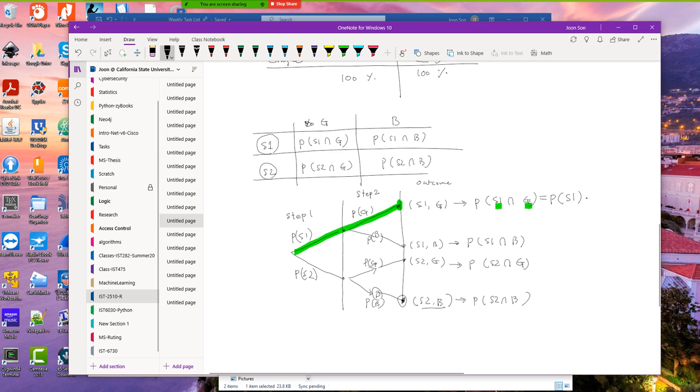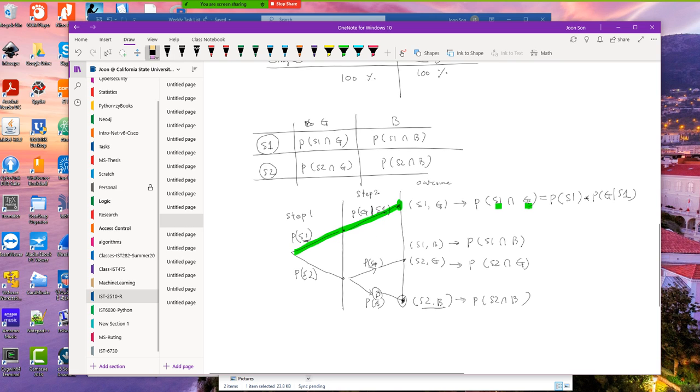Oh sorry, you know what? This step number 2 is not just the probability of G. It's given that S1 has to first take place, right? So it's given that it's S1. So the probability is G given S1. And by the way, this is multiplication. Sorry, it was my mistake here.